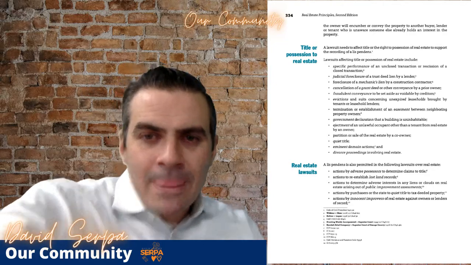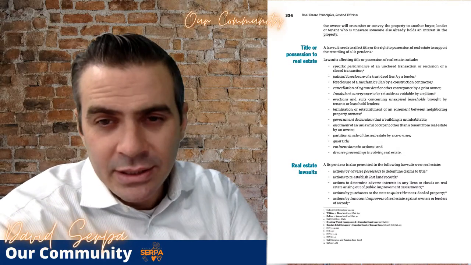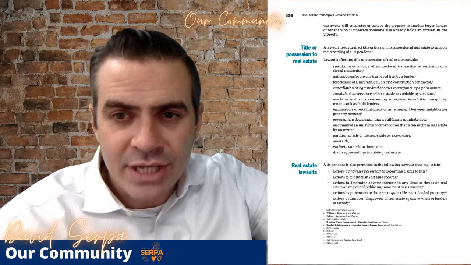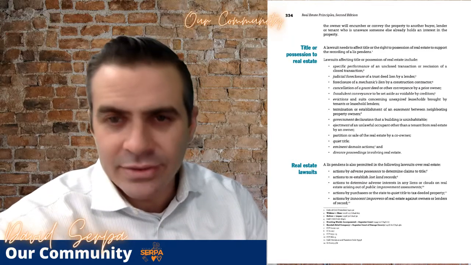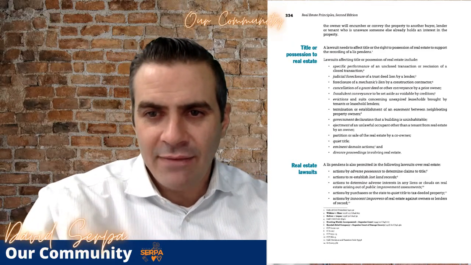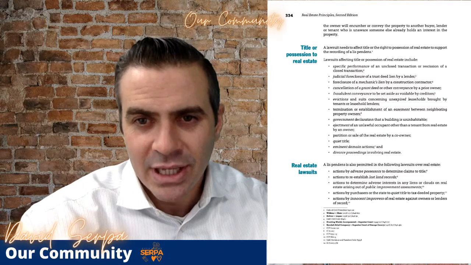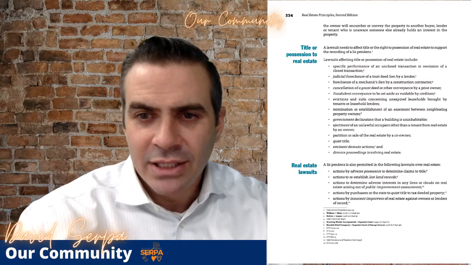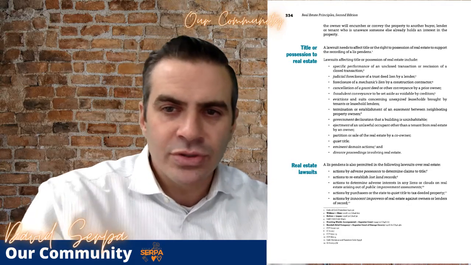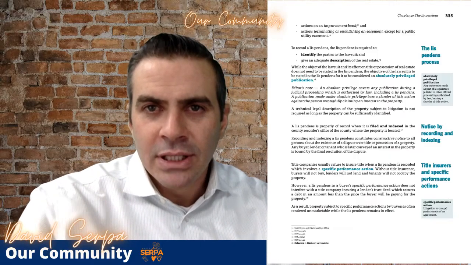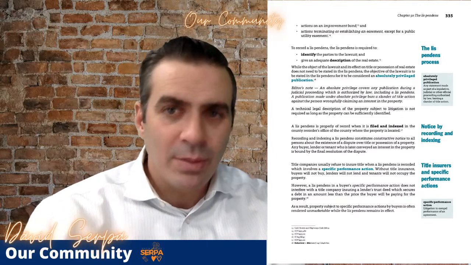A lis pendens is also permitted in the following lawsuits over real estate: actions by adverse possessors to determine claims to title, actions to establish lost land records, actions to determine adverse interest in any liens, clouds, or real estate arising out of public improvement easements, actions by purchasers or the state to quiet title to tax deeded property, actions by innocent improvers of real estate against owners or lenders of record, actions on an improvement bond, and actions terminating or establishing an easement, except for a public utility easement.